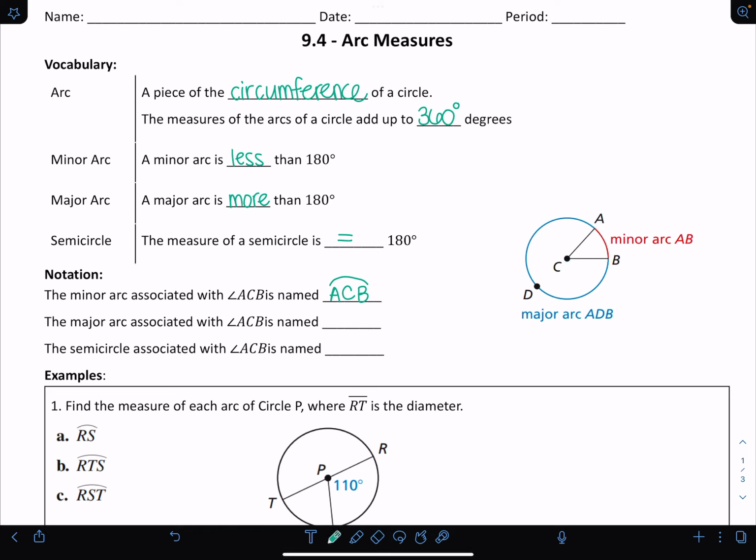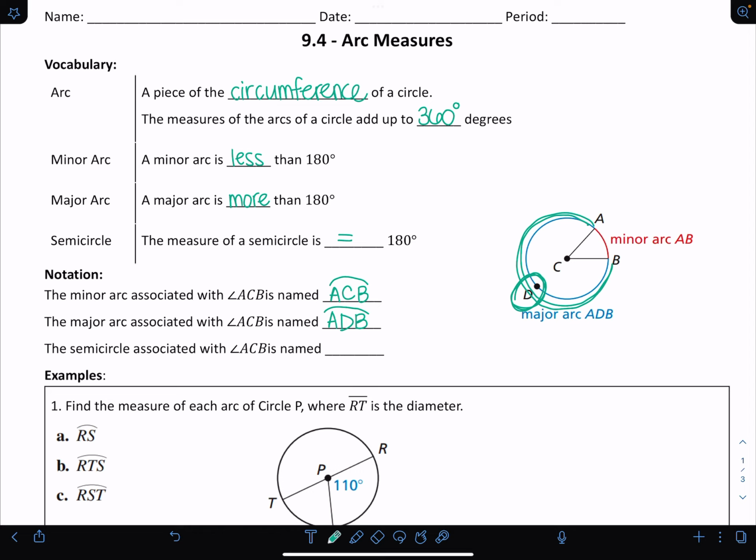On the other hand, the major arc associated with ACB, so if we want to talk about this blue part out here, we have to make sure that we're clear that we're not talking about the red piece. We're talking about the other curved line that connects those points. The way we name that is by saying, hey, we also want to include this point that's out here that's called D. So we will call it ADB and put our little curve on top of it.